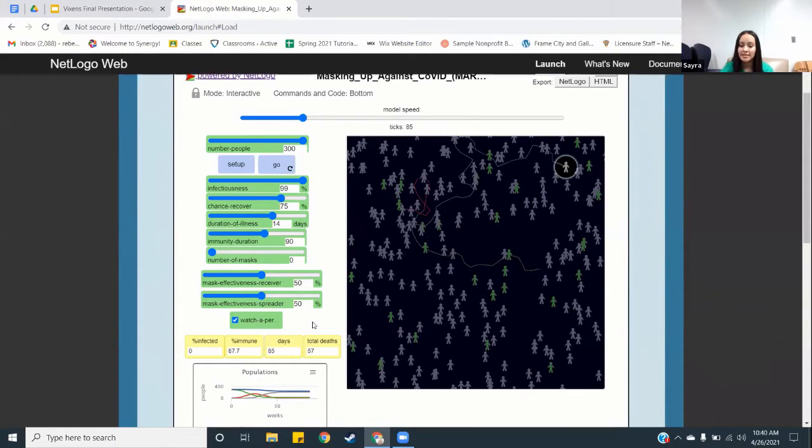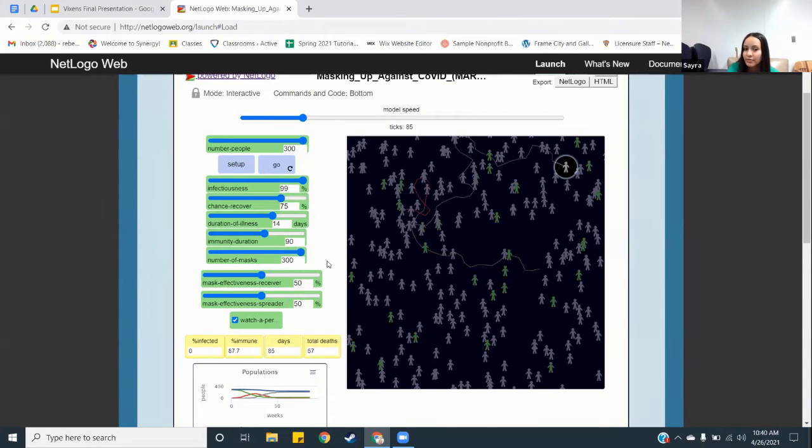So in this scenario, we can see that the virus has now stopped spreading. So we can see that by there only being immune or healthy people, which is gray or green. And in this scenario, we achieved that in 85 days, and there have only been 57 total deaths here.